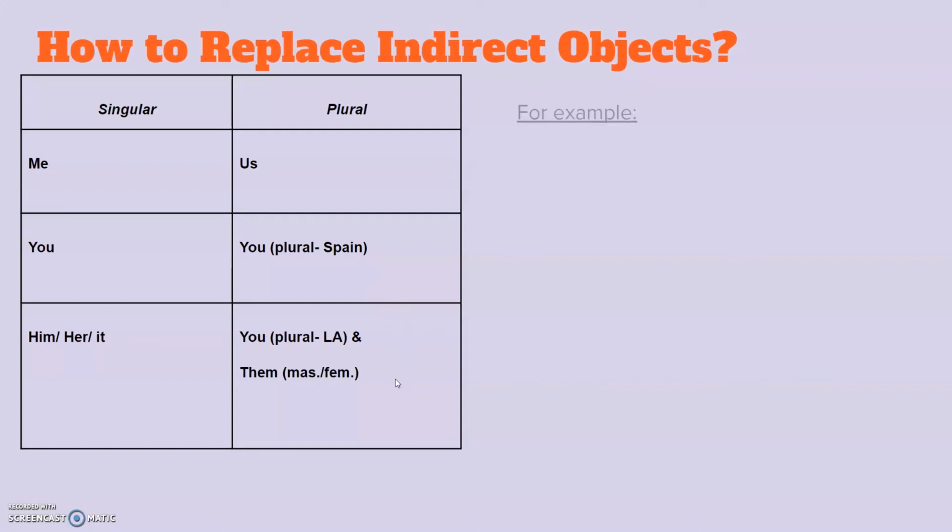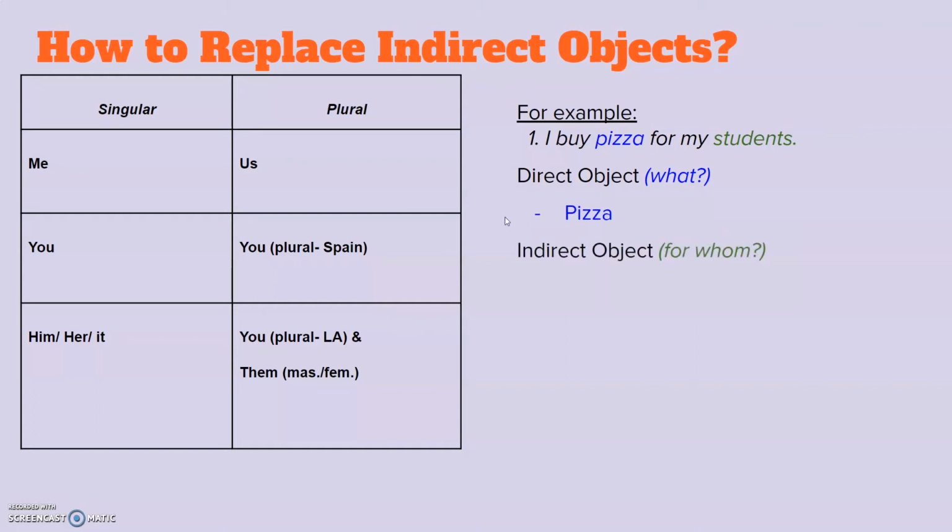Okay? For example, we're going to try to replace the indirect object in this sentence. I buy pizza for my students. If you notice, there's two colors, one blue and one green. What I'm buying is blue, and that answers the direct object. So direct object answers what I'm buying, that's the pizza. The indirect object, who is it for? The pizza is for my students, right?